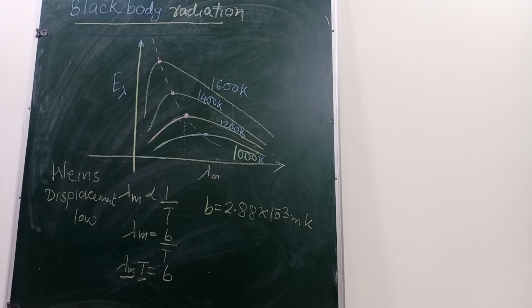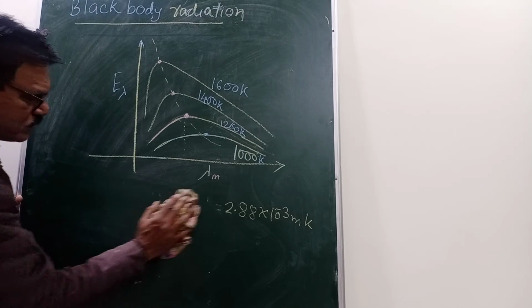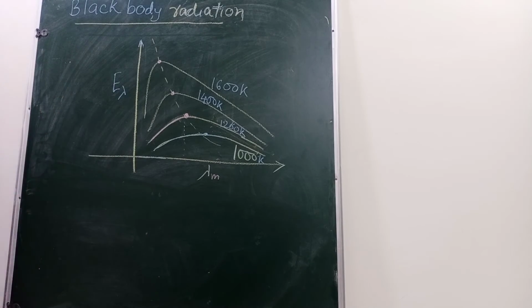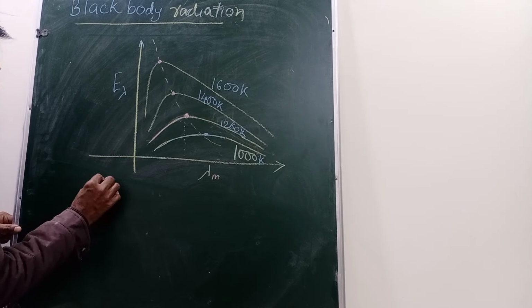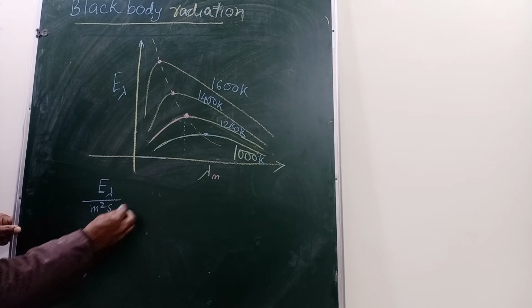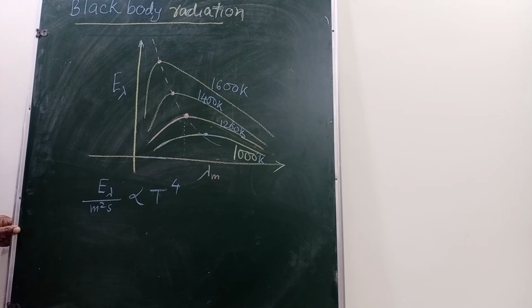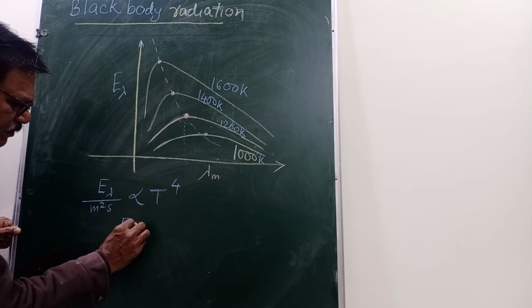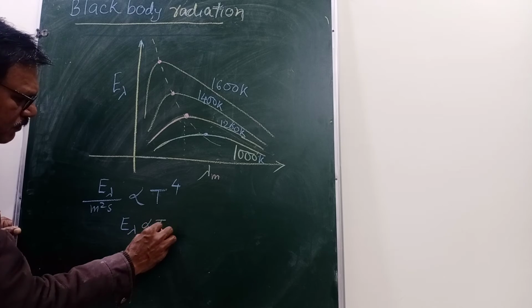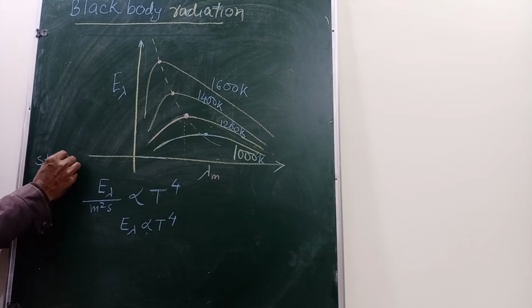Later on, Stefan also calculated that the energy emitted per meter square per second is directly proportional to the fourth power of absolute temperature, or E lambda is directly proportional to T to the power 4. This is called Stefan's law.